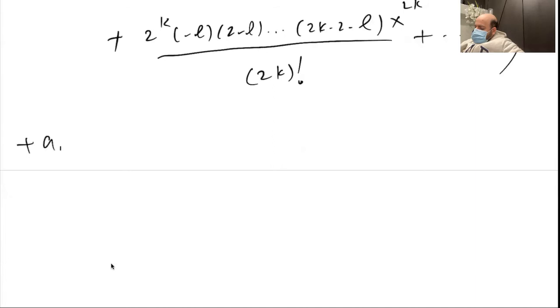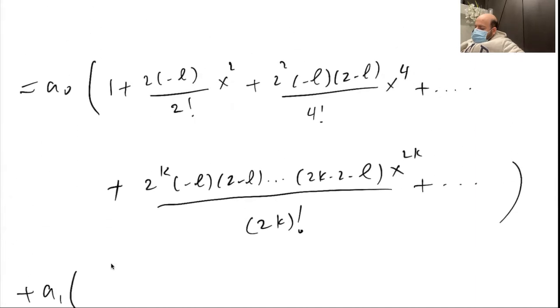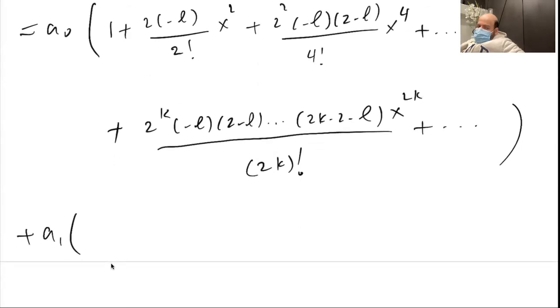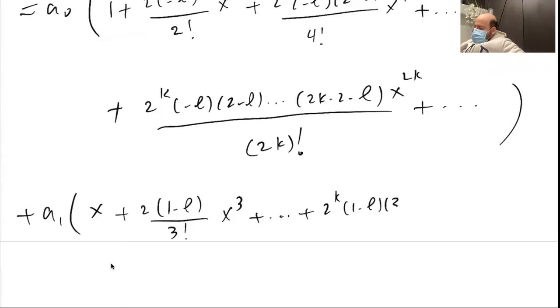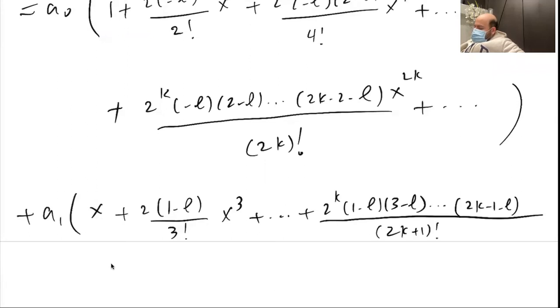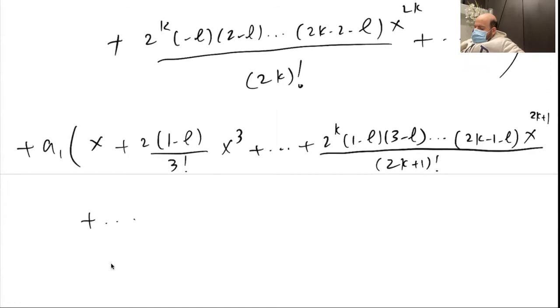Plus a1 times, so these are the terms which are a multiple of a0, and then the terms that are a multiple of a1: x plus 2 times 1 minus L over 3 factorial x cubed, and then all the way to 2 to the power k, 1 minus L, 3 minus L, 2k minus 1 minus L, divided by 2k plus 1 factorial, x to the power 2k plus 1, and then plus the remaining terms.